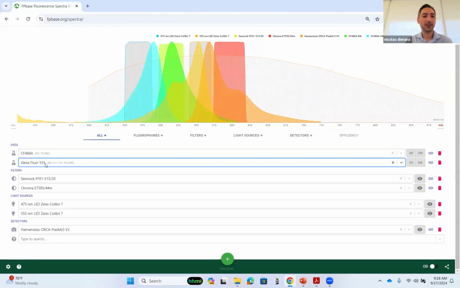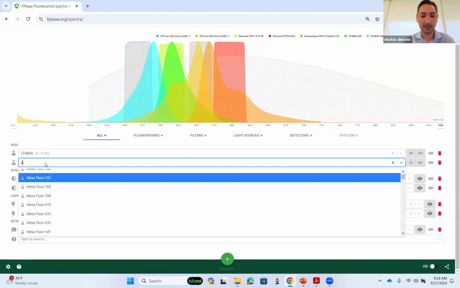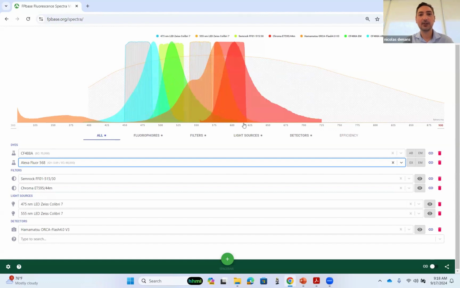Let's see if we compare it to, for instance, the same Alexa dye, but say in the lab we only have the 568. You can see now the excitation is not as good, right? We're not hitting the peak of excitation.